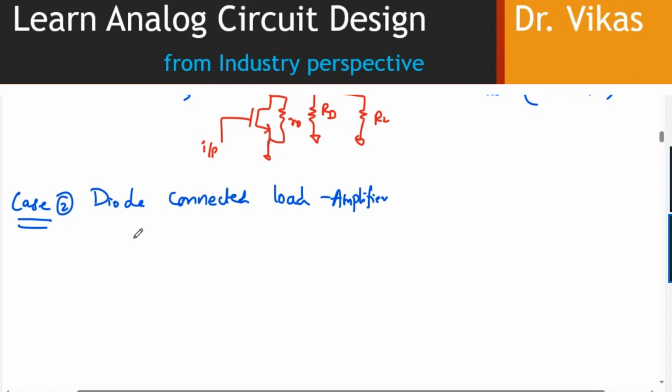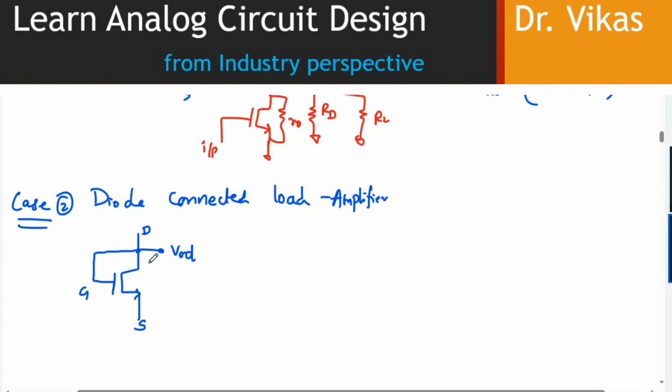That means if I have a particular MOSFET which is connected in this manner, where your gate and drain are shorted, and you look at the output over here, this kind of MOSFET where gate and drain are connected together is specifically called a diode connected load. Why is it a diode connected load? Because if you short gate and drain this way, it behaves like a diode, or it looks like a diode.